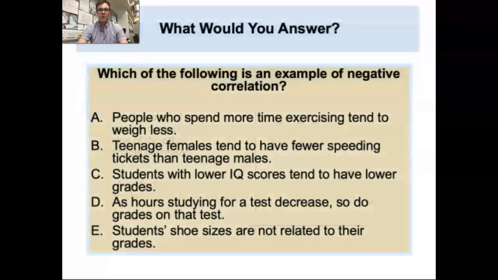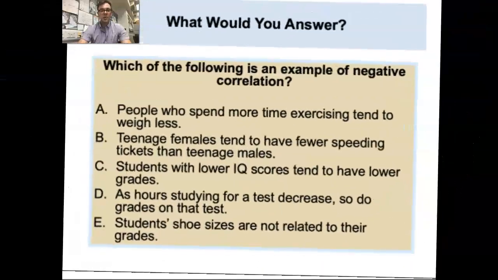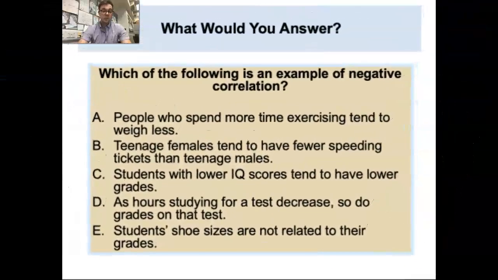So what would you answer here for this question? Which of the following is an example of a negative correlation? Go ahead and respond to the multiple choice question. So hopefully you had time to answer that question, and the answer is A, right? People who spend more time exercising tend to weigh less. Okay, you've got two variables going inversely of each other, exercise amount and weight.